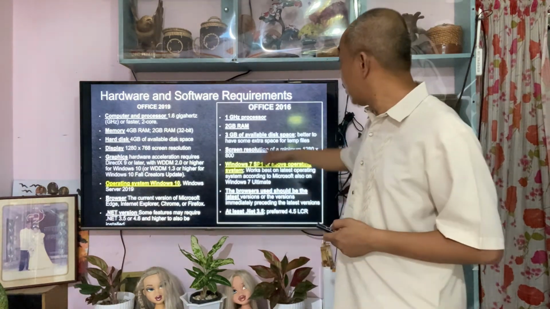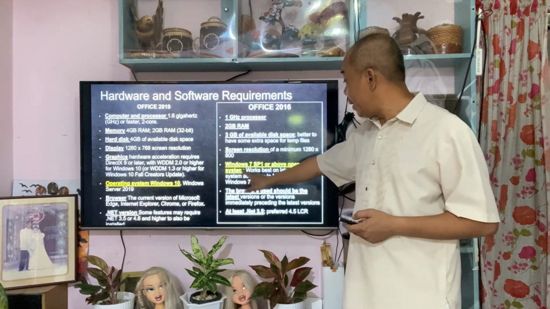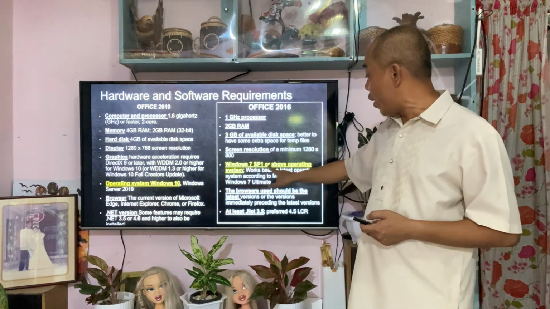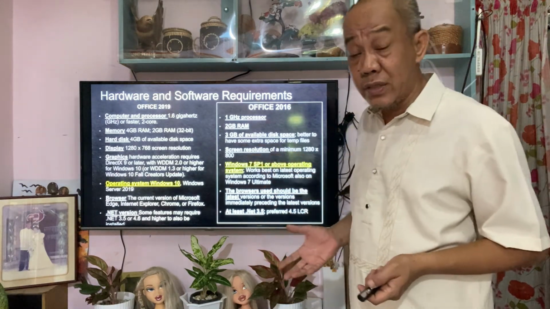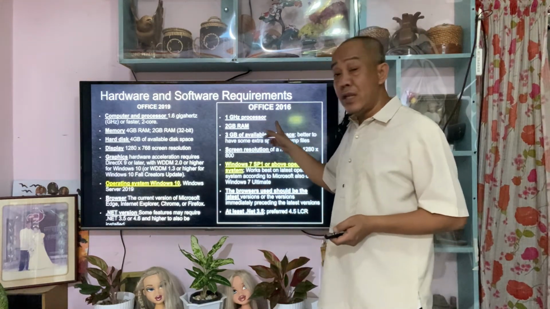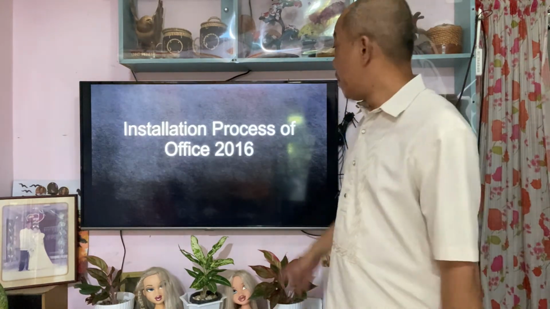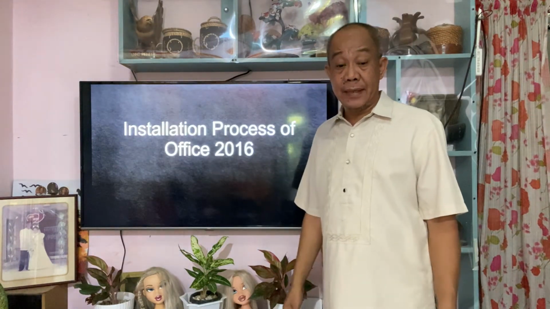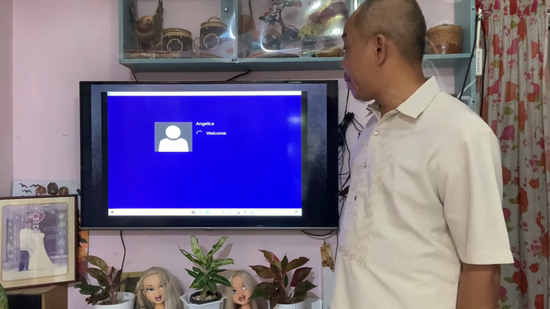Okay, what about Office 2016? It says here the minimum requirement is Windows 7 or above. So Windows 8 is higher than Windows 7. Therefore, we can install Office 2016 on our computer. Let us walk through the process of installing Microsoft Office 2016. So here, we're going to get a step-by-step process.